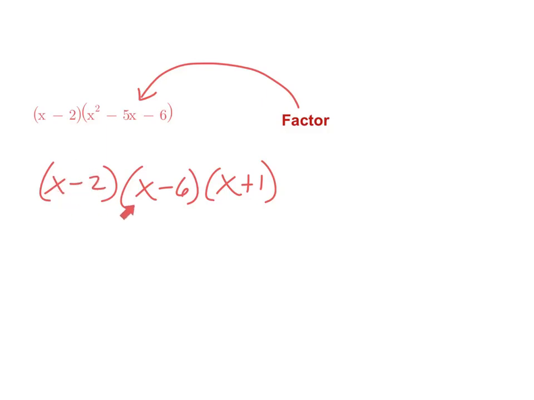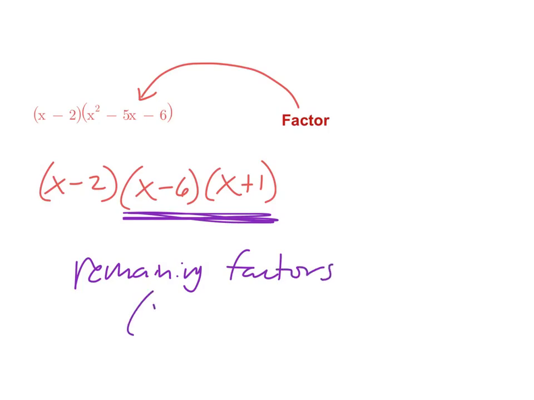So this was one factor. These two are the remaining factors. If it asks for the remaining factors, you would just tell me this. We proved that x minus 2 was a factor. The x minus 6 and the x plus 1 are the remaining factors. Make sure you answer the question. So the remaining factors are x minus 6 and x plus 1. That's the rest of this section.